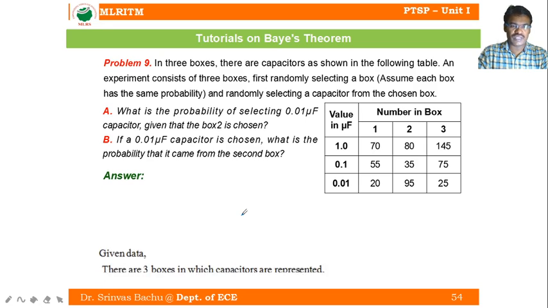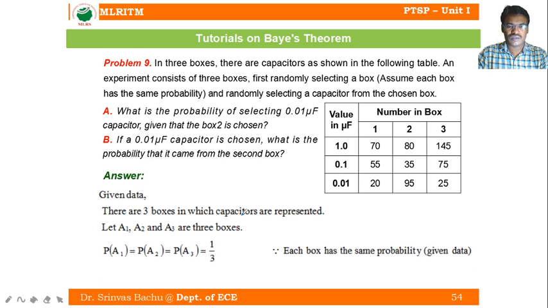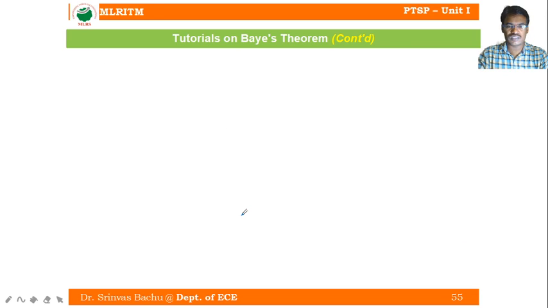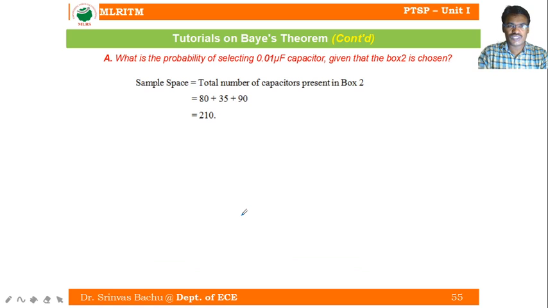First, we will note down the given data. Let us consider A1, A2, A3 as the 3 boxes, which have the same probability. So 1 of 3, 1 of 3, 1 of 3. So P of A1 equal to P of A2 equal to P of A3 equal to 1 by 3. Each box has equal probability. First question is, what is the probability of selecting a 0.01 microfarad capacitor, given box 2 is chosen?